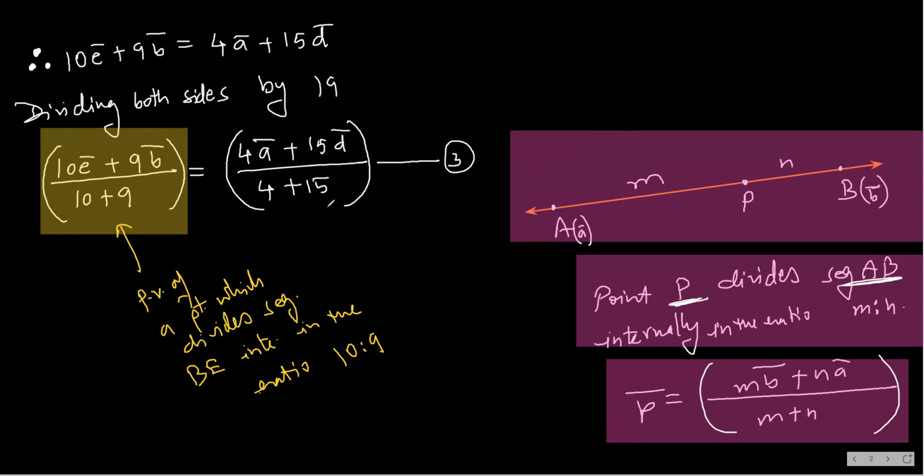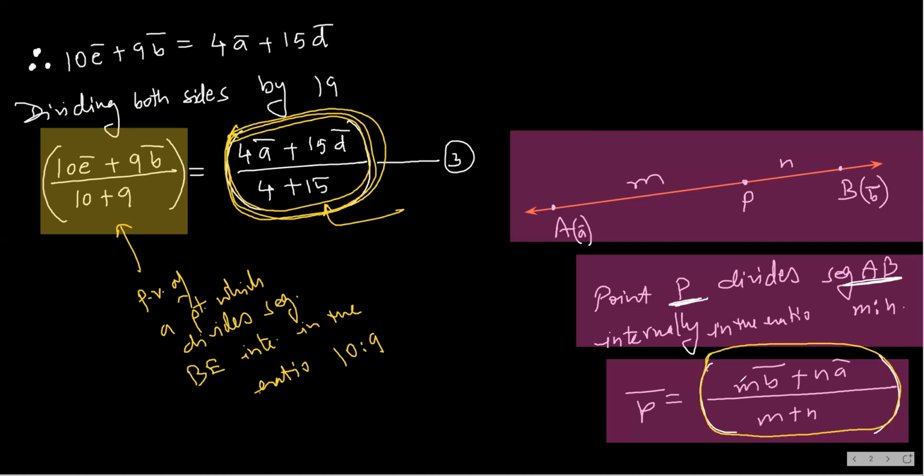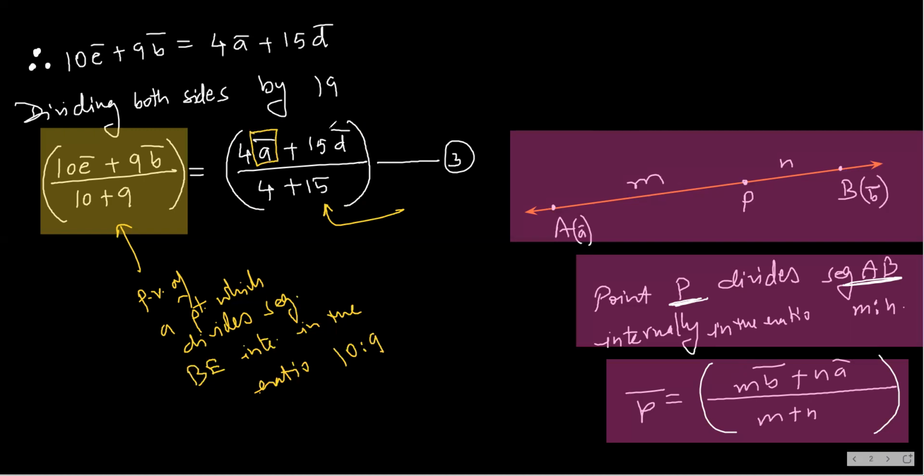And for the right hand side, what I understand is that this is the position vector of a point. Okay, look at the formula. Look at the structure of this RHS. RHS is in what form? It's in the form MB bar plus NA bar upon M plus N. So I would say here that this is position vector of a point which divides AD in the ratio 15 is to 4. Okay, so having said that, see what we will do next.